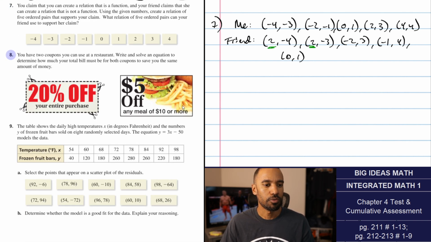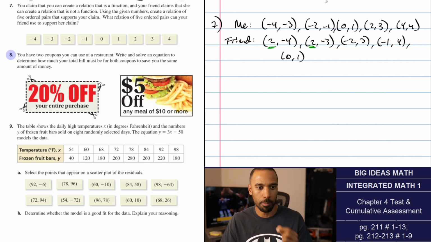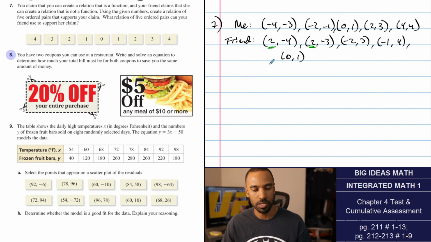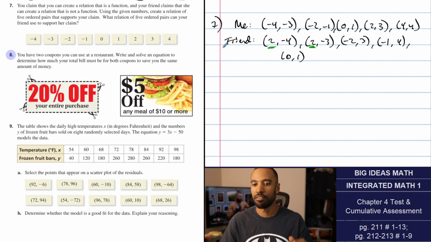Number 8, you have 2 coupons you can use at a restaurant. Write and solve an equation to determine how much your total bill must be for both coupons to save you the same amount of money. So 20% off your entire purchase begins the first part. $5 off any meal of $10 or more. So if I have a meal, let's see.